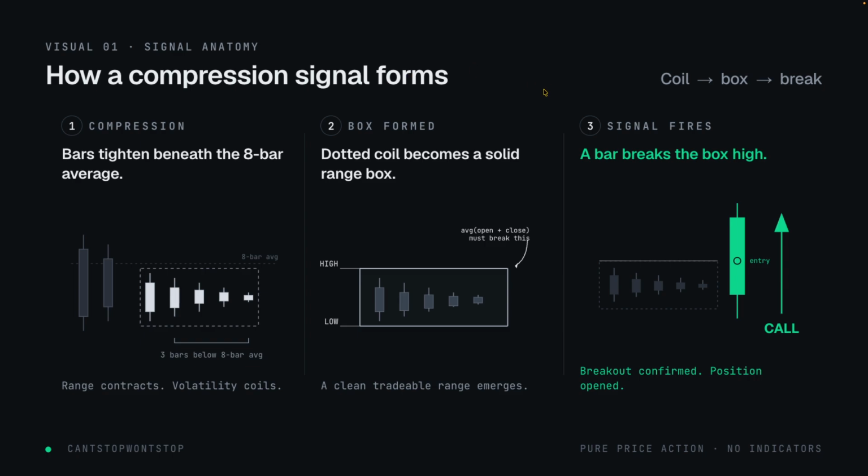Right, so I want to talk about just a few things of this bot. Then we're actually going to get into the code. So one thing I want to talk about is how a compression signal forms. And what we're looking for is 3 things. The first thing we're looking for is a compression. These are the bars tightening beneath the 8-bar lookback.